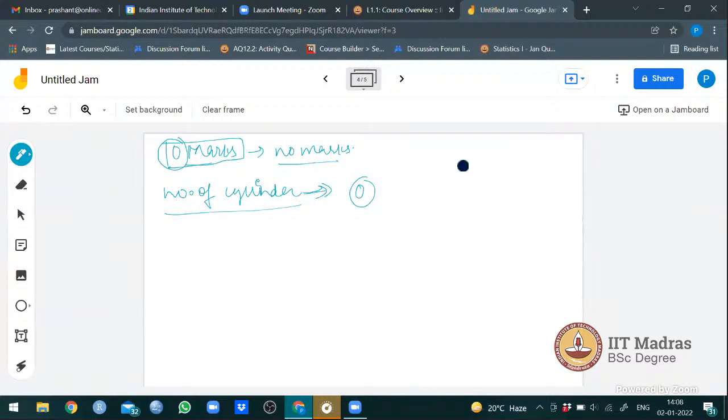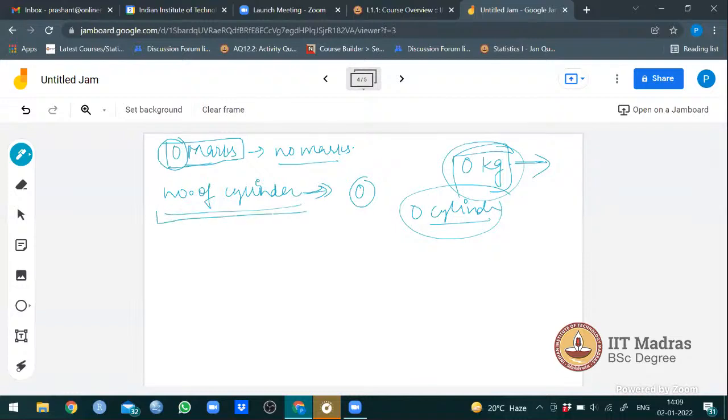See, suppose I'm saying 0 kg weight, that means there is an absence of that thing; it is not present. I'm saying suppose 0 cylinders, so that means there is no cylinder. It does not mean the car is running without cylinders. It's the general concept of whether the zero property is satisfied or not.